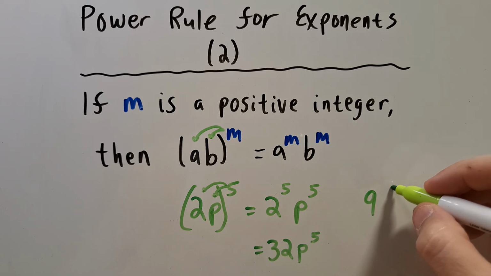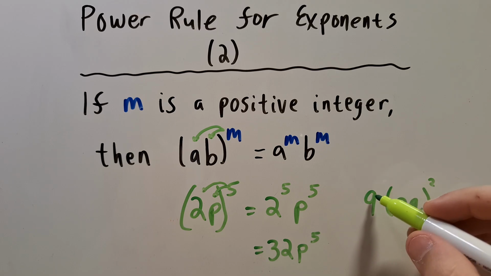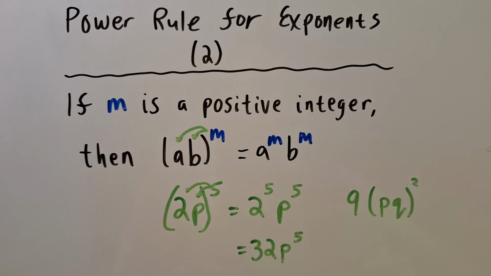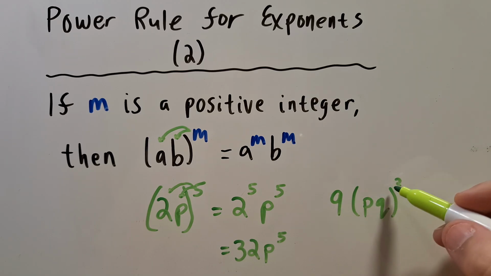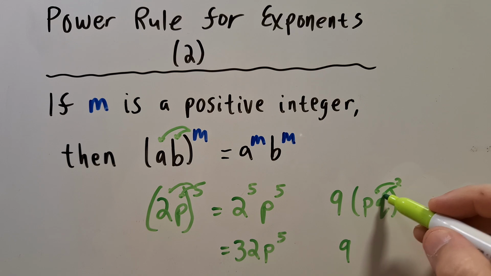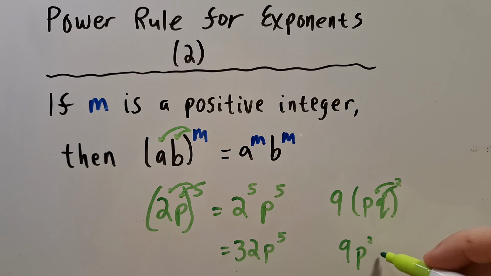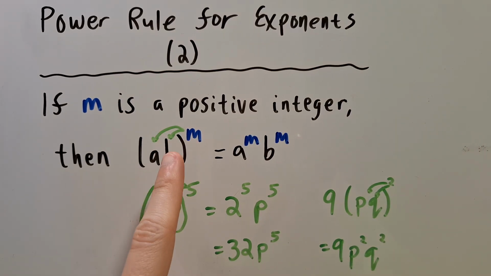Let's have 9 times (pq) raised to the power of 2. So what's different in this case is that we have this leading coefficient on the outside. We're just going to apply that in the final step once we're done distributing that exponent to each of these two variables here. So we're going to have 9, and then this 2 is going to be the exponent for both p and q. This takes care of this power rule here.